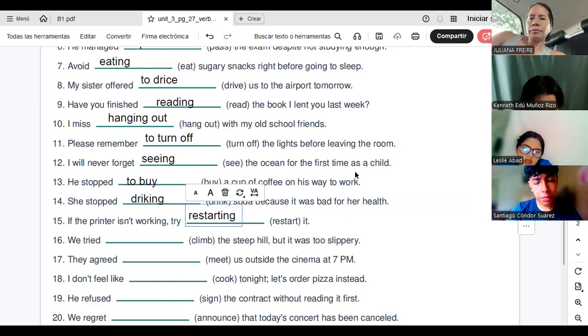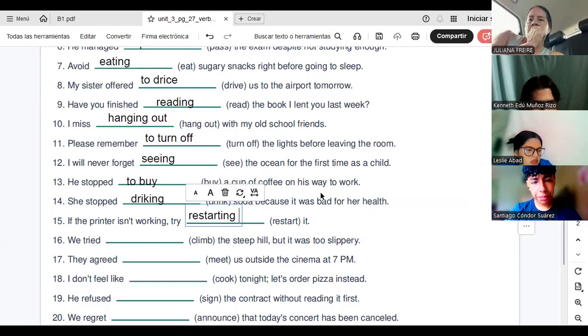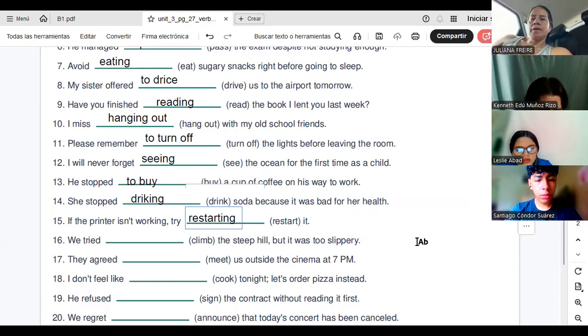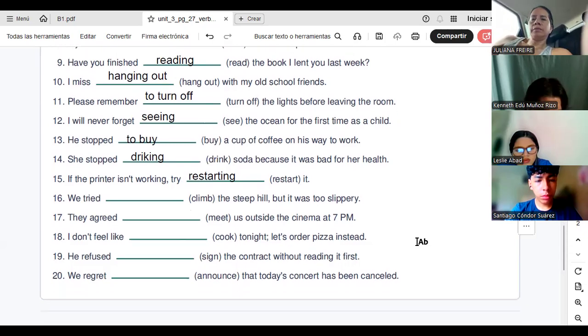Remember, we use infinitive when you make an effort. Cuando hacen el intento de algo, hacen un esfuerzo. And you use ing like an experiment. You try to see what happened. Lo intentan a ver qué pasa. So, if the printer isn't working, si la impresora no está funcionando, try restarting it. Intenta reiniciándola to see what happened. Okay, that's why we use ing. Then, now, Leslie, 16.